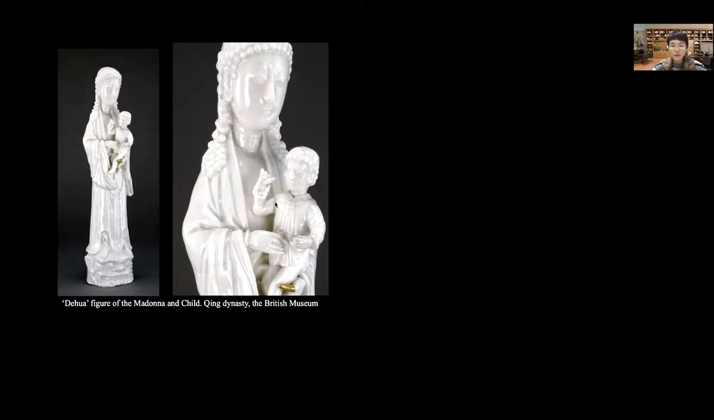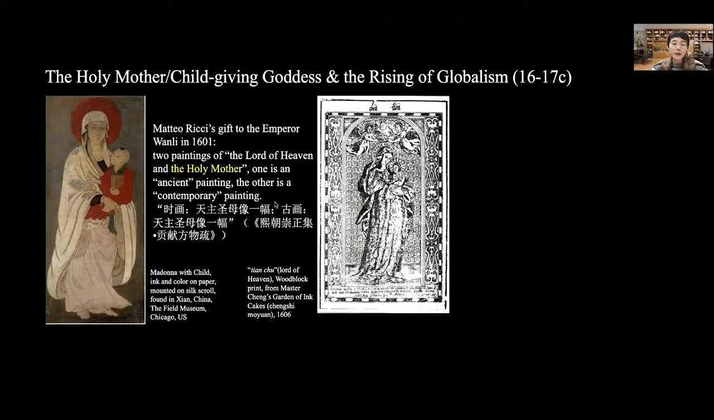So let's go back and briefly summarize these two extant Ming Chinese Madonnas. In the portrayal on the left, the Xi'an Madonna, the original halo behind Jesus' head is deleted, while the Madonna's halo is kept. In this way, the Holy Child in the Western model is transformed into an ordinary Chinese baby, while the divinity of the Madonna is preserved and highlighted through the halo.